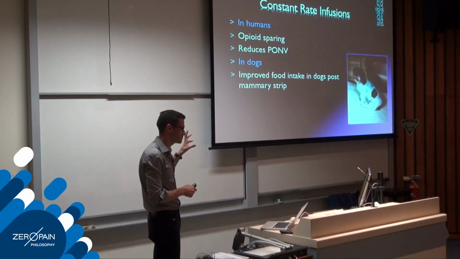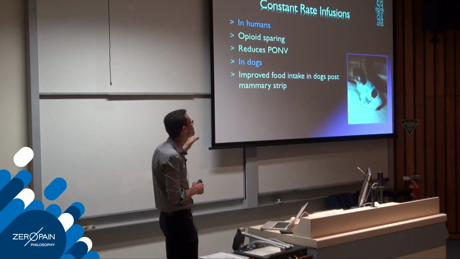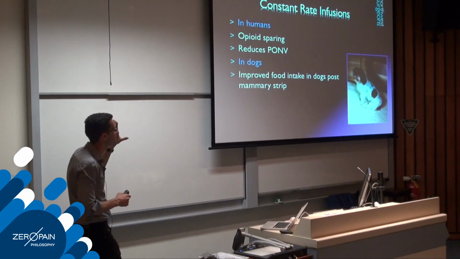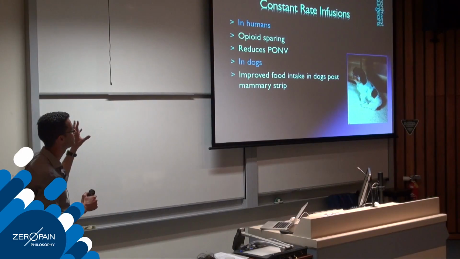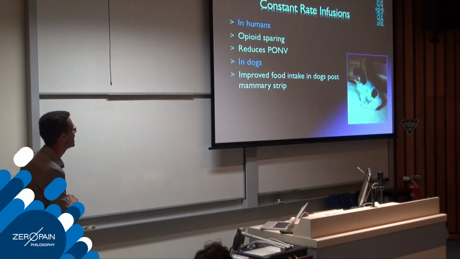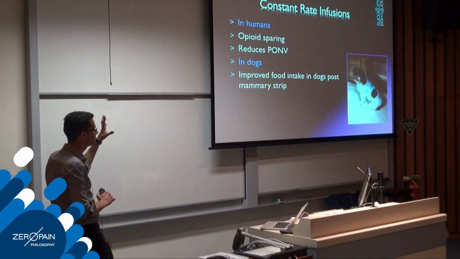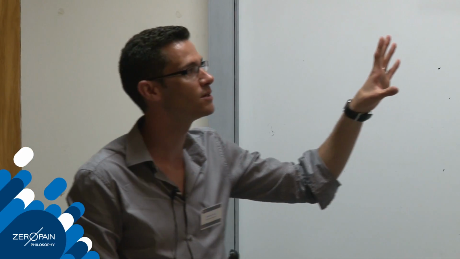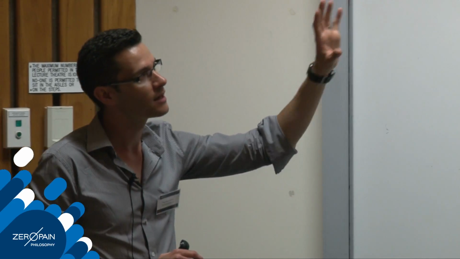So we talked about using ketamine as just a one-off shot, but some of you will have heard about using concentrated infusions of ketamine. Some of you will be using concentrated infusions. We know in people, ketamine CRI is opioid sparing and it reduces post-op nausea and vomiting in people. We don't really see this in dogs, we don't think. I think some of our patients might look a bit nauseous.